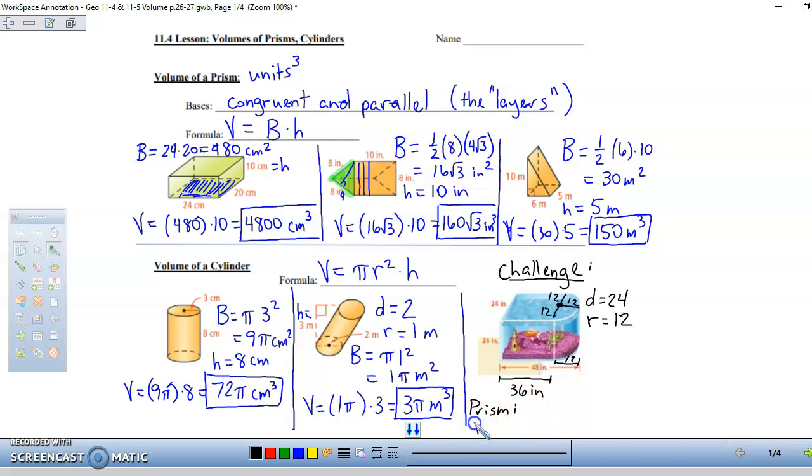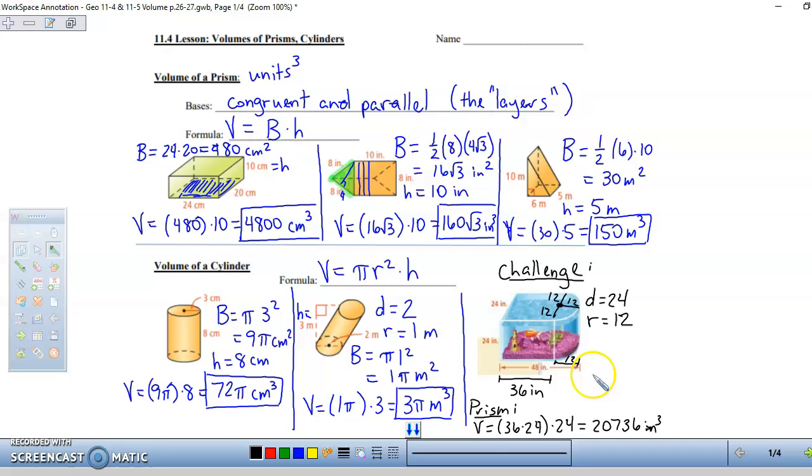So the volume is 36 times 20. Sorry, if I said 12, I meant 24. 36 times 24, and then the height here is 24. Okay, so when you multiply all of that together, it's a huge number. It's 20,736 inches cubed. Okay, so that's for the prism.